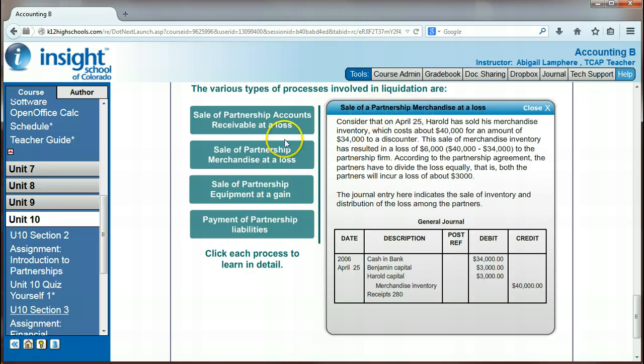Okay, so then they went on to sell their merchandise, and it looks like they sold their merchandise at a loss. So Harold sold his merchandise inventory, which cost about $40,000, for an amount of $34,000 to a discounter. The sale of merchandise inventory has resulted in a loss of $6,000 because they had $40,000 worth. They sold it for $34,000, so it's a $6,000 loss to the partnership. According to the agreement, the partners have divided the loss equally. That is, both partners will incur a loss of about $3,000.